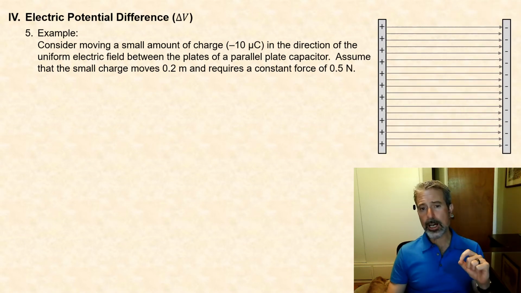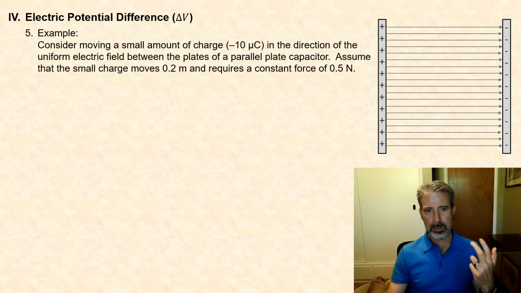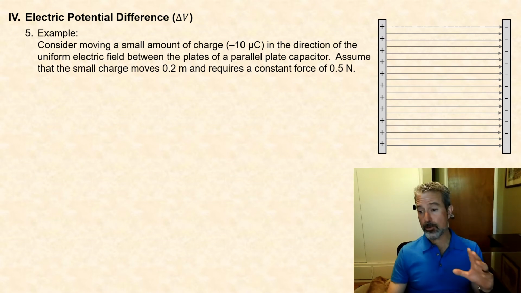All right, in this slide, we'll consider a simple problem where we can plug in some numbers. So in this example, we're asked to consider moving a small amount of charge, minus 10 microcoulombs of charge, in the direction of the uniform electric field between the plates of a parallel plate capacitor here. So I'm showing you the capacitor plates, the charges on each plate, and therefore the direction of the field, which is from plus to minus.